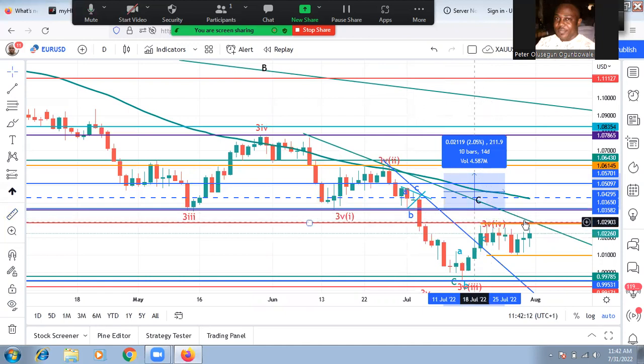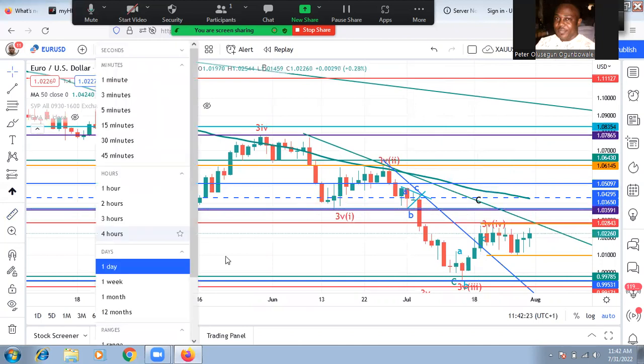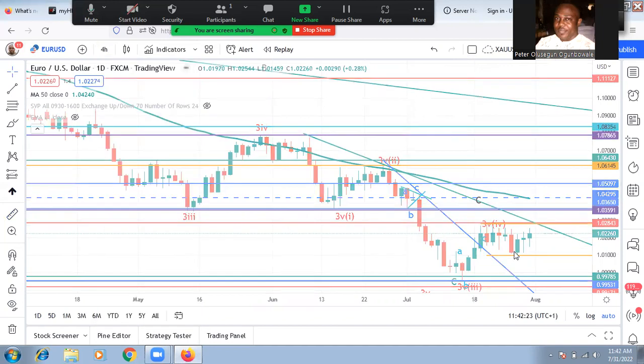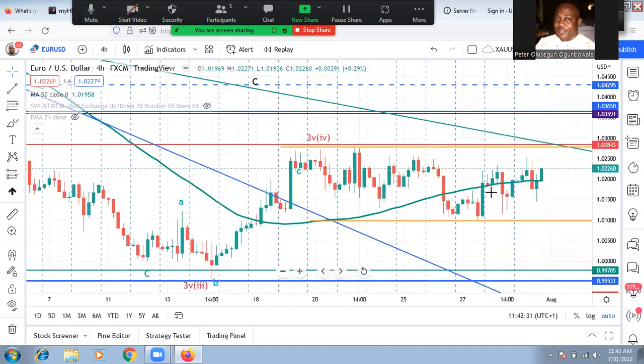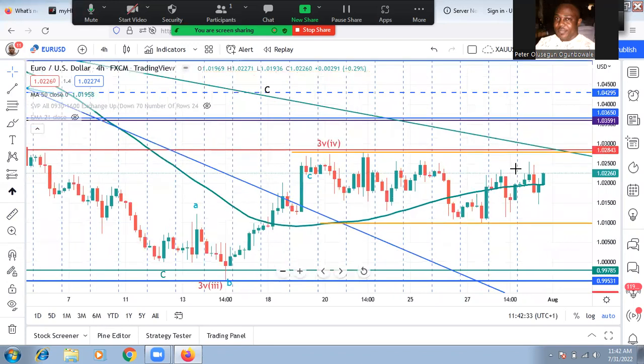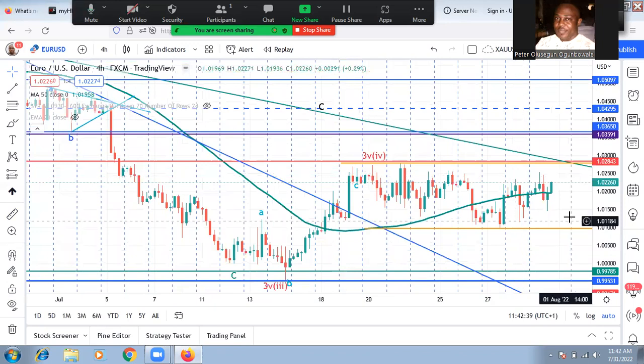So that is why at this level, anytime you find entry, you can enter and put 30 pips above it and just sleep on it. Something small, please. Let's see. Yeah, it's going up now. So that's what you can do. You can find an entry around this area. Maybe around this area. Let me see.